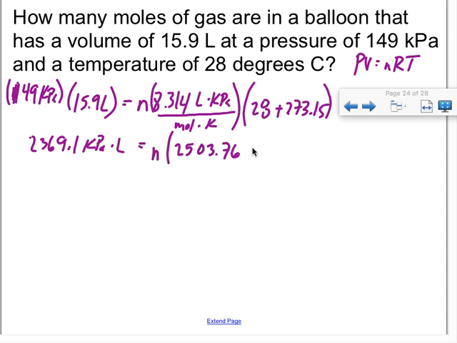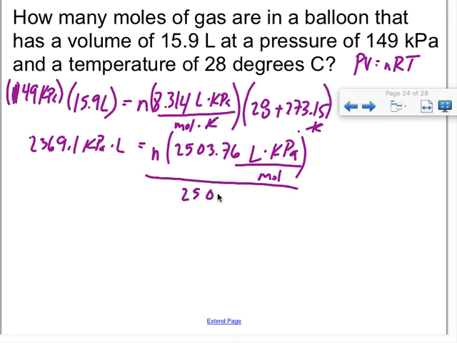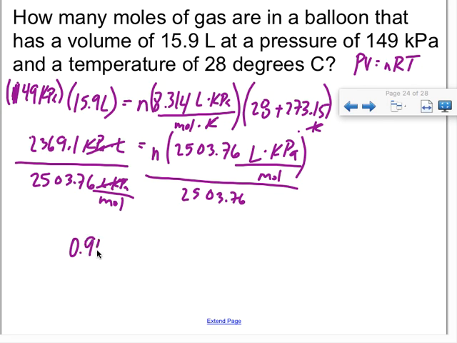My unit is liters times kilopascal over Kelvin, so Kelvin's going to cancel out, and then I'm left with moles underneath. Okay, so I want to get n by itself, so I'm going to divide both sides by 2,503.76. And this is liters times kilopascal over moles. So my kilopascals and liters will cancel out, and I'm left with 0.94 moles equals n.